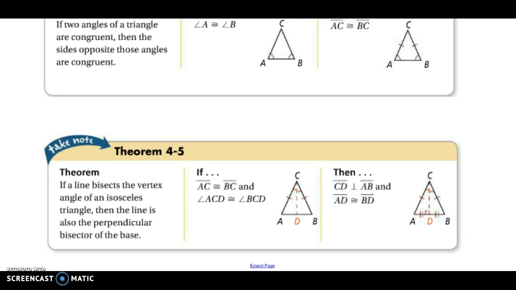So if you were using this in a proof, you'd have to actually explain the theorem. You wouldn't say theorem 4-5. You would say, if an isosceles triangle's vertex angle is being bisected, then the line is a perpendicular bisector of the base. You would have to explain that. But you can use that to say that you have a pair of right angles, and you can also use that to say that AD is congruent to BD.